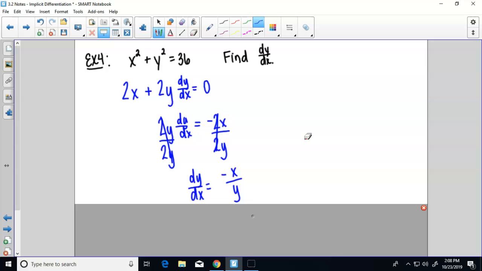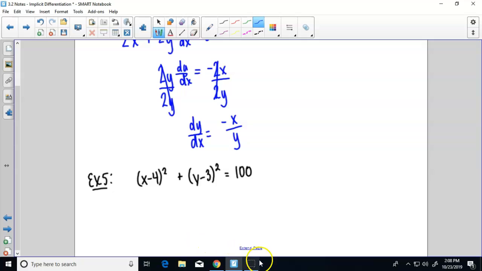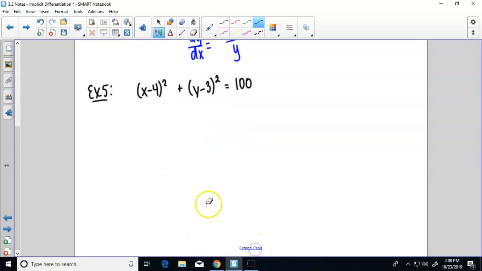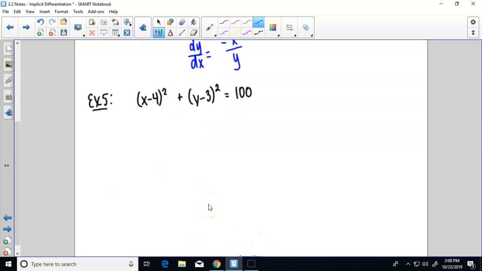Okay, so with center at the origin, that one's pretty straightforward. This next one is also a circle. Where is the center located for this circle? 4, 3, and what's the radius of this one? 10.